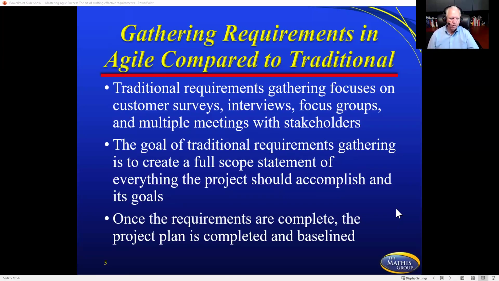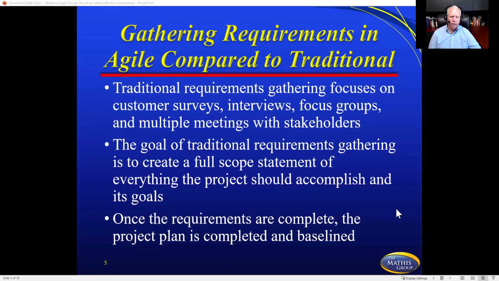All right, so if we're gathering requirements in Agile compared to traditional requirements gathering, traditional focuses on the customer surveys, the interviews, the focus groups, and we interview a lot of people to come up with what that scope of work is. Then when we go into the planning process, we plan the entire project and we baseline it at the beginning of execution. And then if anybody wants a change, we go through change control. So that's pretty standard for things. But in Agile, it's much more loose than that.